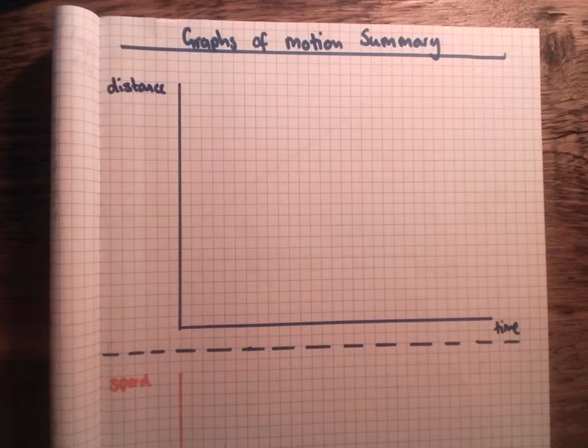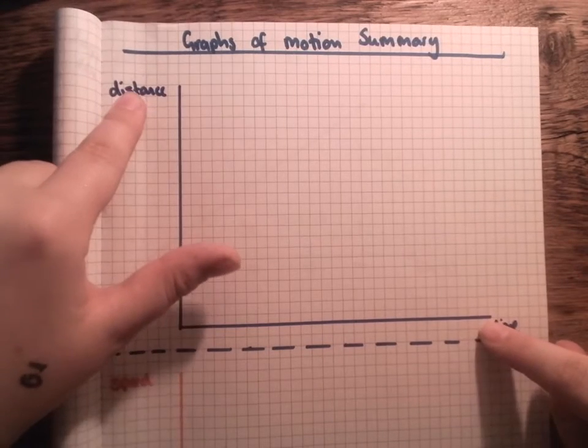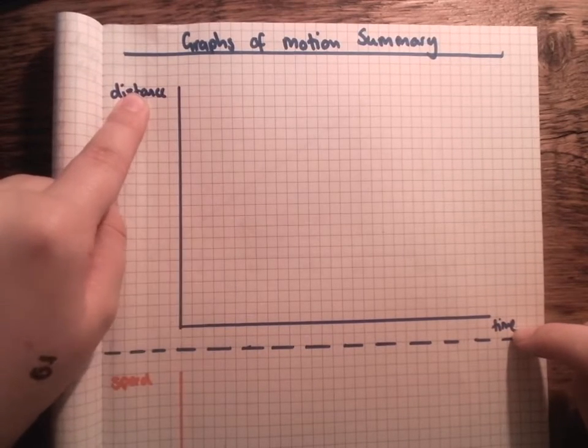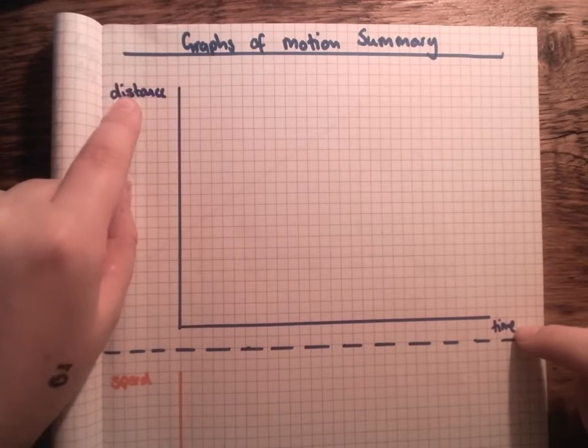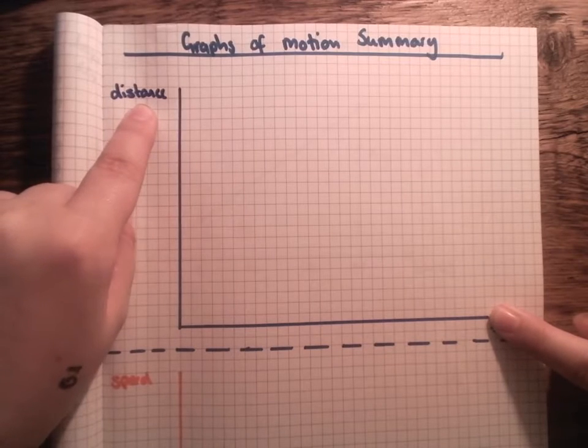Okay, so this next video is about graphs of motion. Specifically, we're going to focus on the distance time graph. The big thing that you need to do when you're doing any questions is look at the type of graph you've got. You're going to have time on your x-axis, but check what is on your y-axis.